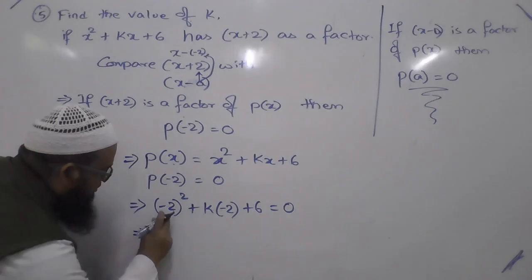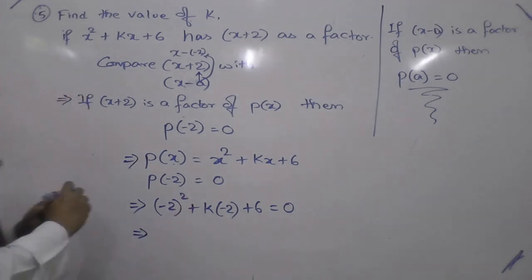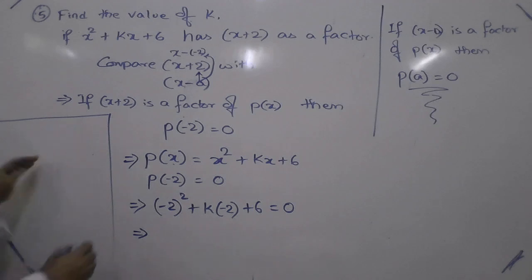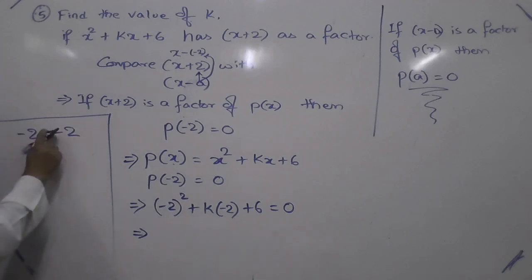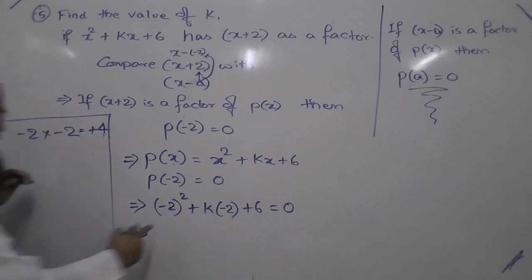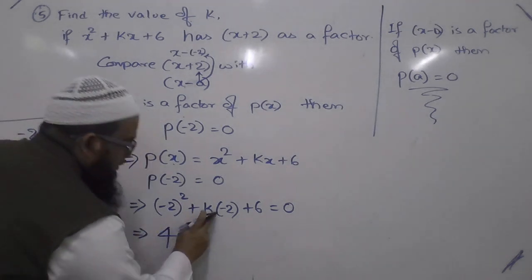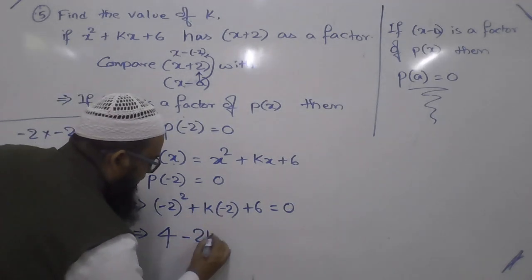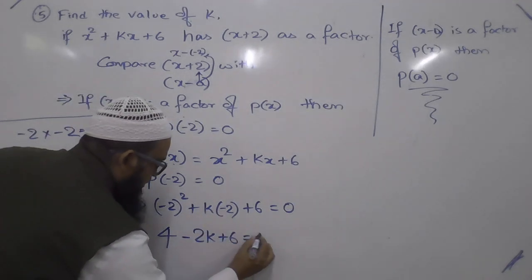So that implies minus 2 whole square. My dear students, say I am doing rough. You should not do it on the left hand side. So minus 2 multiplied by minus 2, minus into minus, plus, 2 2s are 4. So it is 4, and plus into minus, minus k into 2, 2k, plus 6 equals 0.